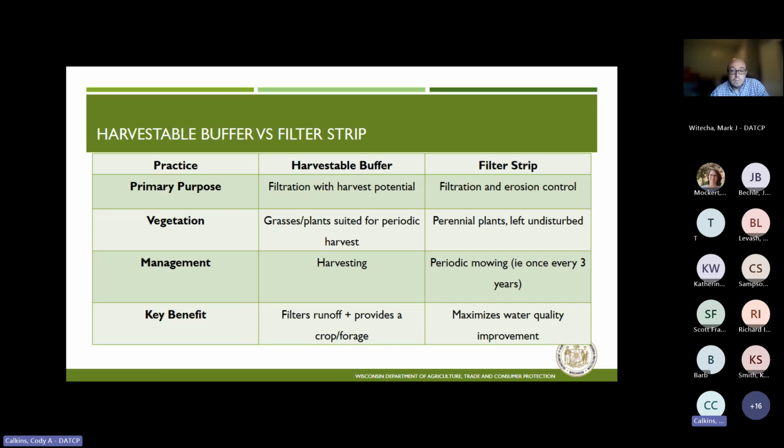When you're talking about vegetation, we want to see basically grasses and legumes that are suited for that periodic kind of harvest throughout the year, and that they're specifically for that forage. So, you're not planting species that aren't suited for forage. And then for filter strips, we're talking about perennial plants that are just left undisturbed. But really, they're indistinguishable from filter strips. It's just how you go about managing them and what species you're planting that we're talking about.